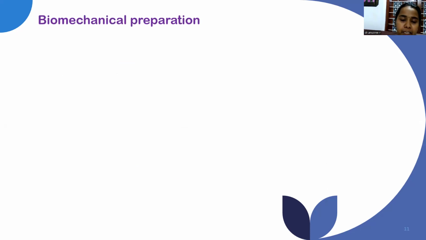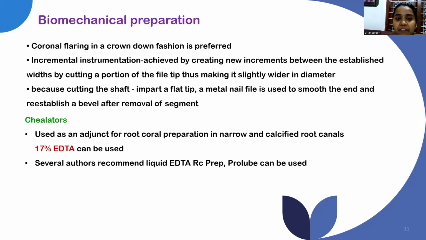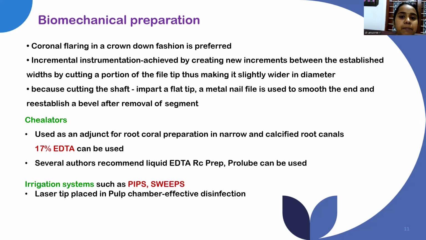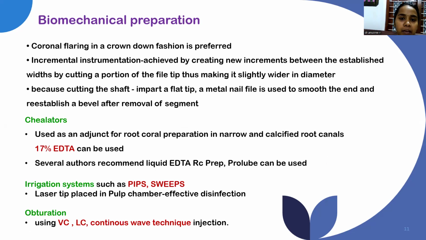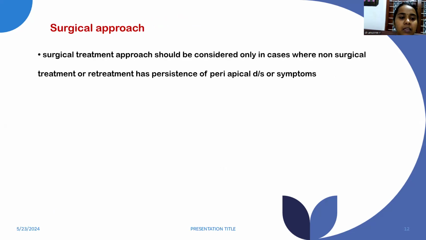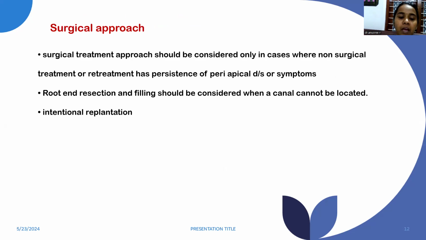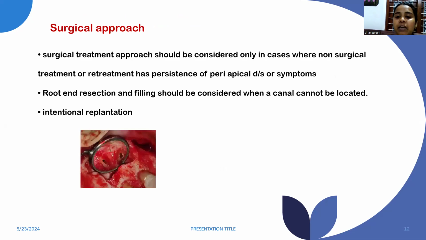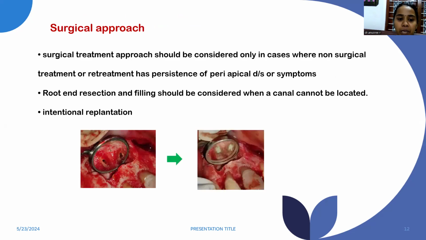Coming to biomechanical preparation, it is usually done in a crown-down fashion, and chelators such as 17% EDTA can be used as an adjunct during biomechanical preparation. PIPS and sweeps can be used to improve irrigation, and obturation can be done by vertical compaction, lateral condensation, and continuous wave technique. A surgical approach should be considered only in cases where non-surgical treatment or retreatment has persistence of periapical disease or symptoms. Root end resection followed by filling should be considered when the canal cannot be located.